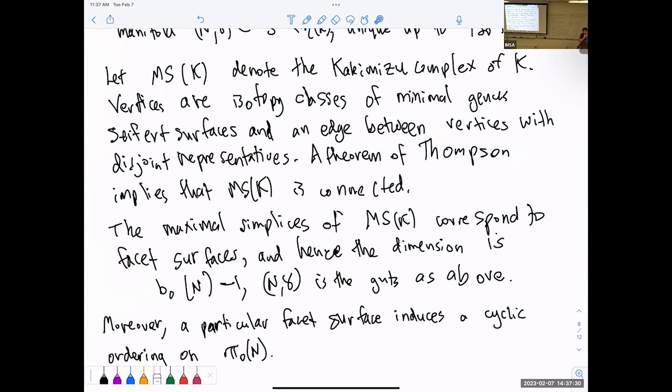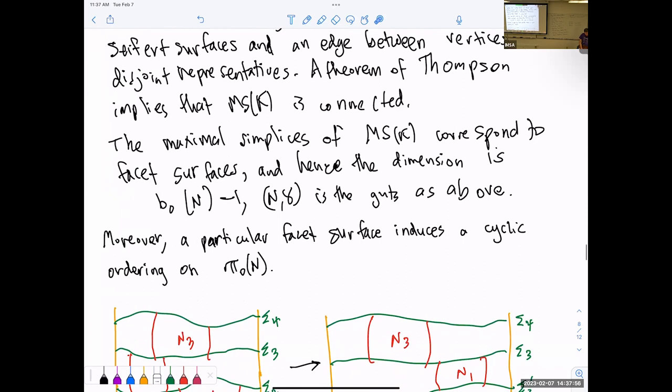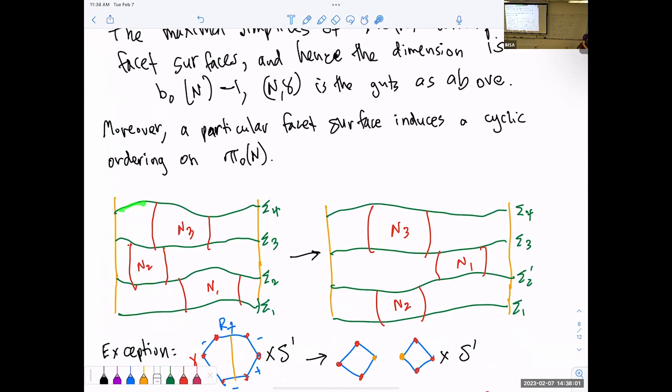The maximal simplices of this Kakimizu complex correspond to facet surfaces for the knot complement, and that's where we came up with that term. The dimension turns out to be the number of components of the guts region minus one. Let me draw this schematically. We have a bunch of facet surfaces, maybe connecting top to bottom. This is some knot complement that's been cut open along a Seifert surface, you get a sutured manifold, and these are the annuli. Then we put in all these surfaces.